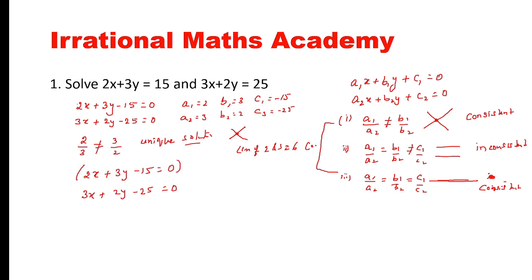How to make it here? Already 2 is there. With which number do I have to multiply to make this 6? With 3 I'll multiply. Here 3 is already there. With which number do I have to multiply? 2. So now if you observe here, what do I get?